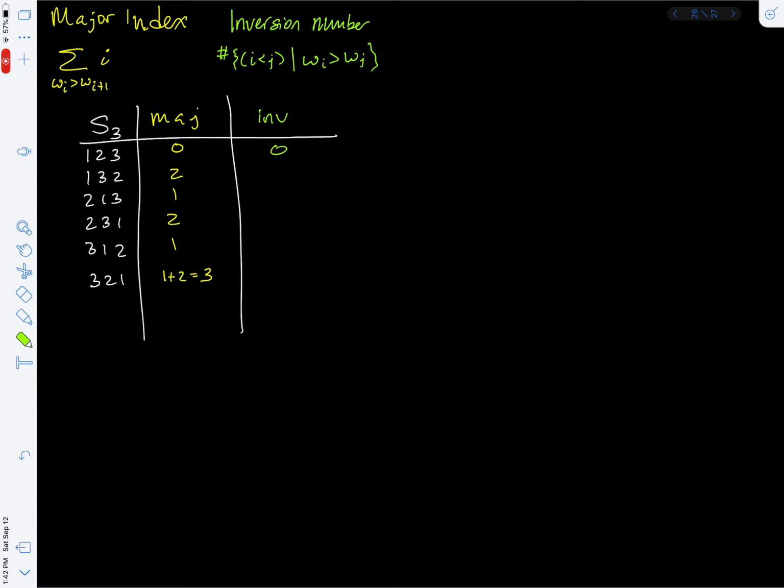With the inversion number, we're just counting the number of out-of-order pairs. Well, everything's in order here. The 3 and 2 are out of order. The 2 and the 1 are out of order. The 2 and the 1 and the 3 and the 1 are out of order. And then the 3 and the 1 and the 3 and the 2 are out of order. And now we just do the last one.